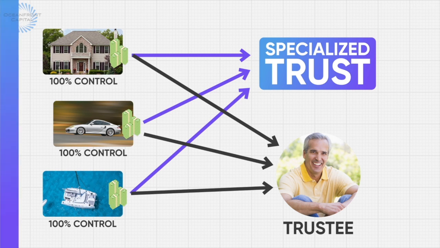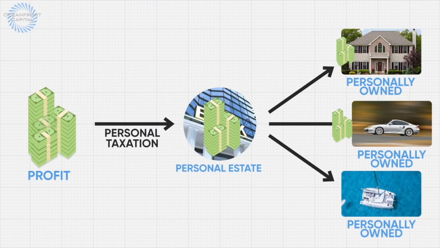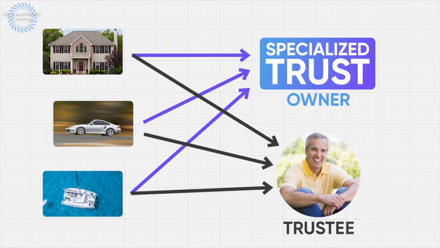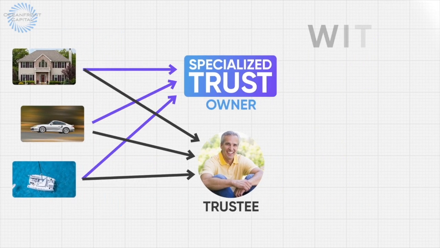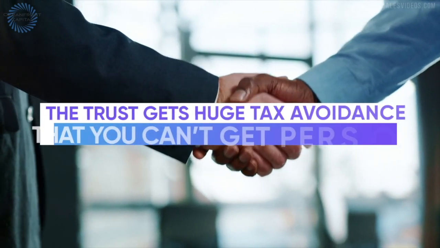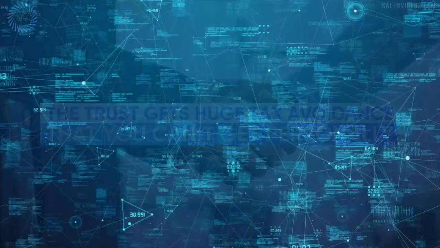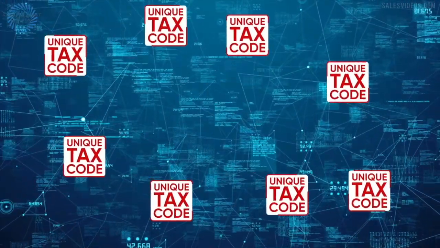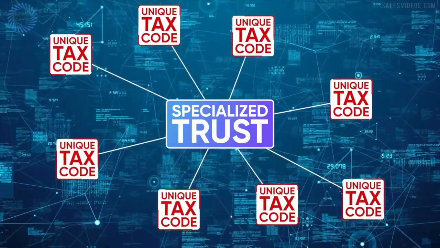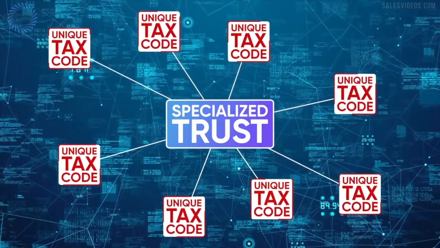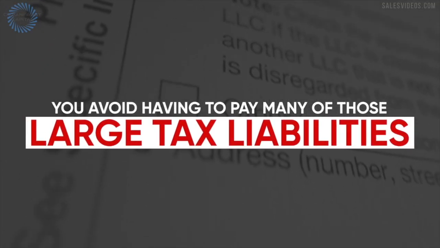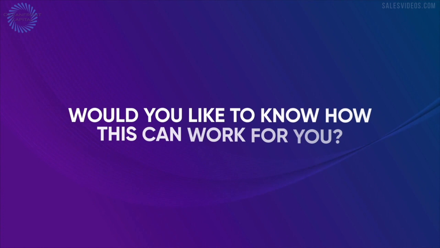What you have to understand is that, unlike the personal estate structure you currently use, the trust estate can bring in the same money from your business, but without the tax burden that you're paying now. The trust gets huge tax avoidance that you can't get personally. That's because there are unique tax codes that allow this specialized trust to avoid many of the taxes that you have to currently pay. This allows the difference to remain in the trust, and you avoid having to pay many of those large tax liabilities. Would you like to know how this can work for you?